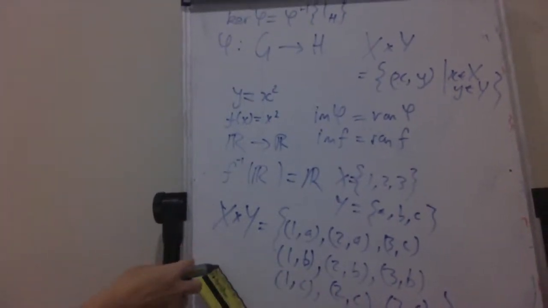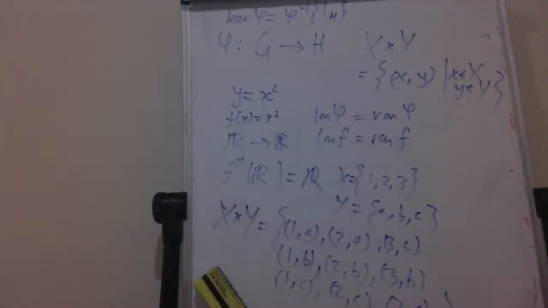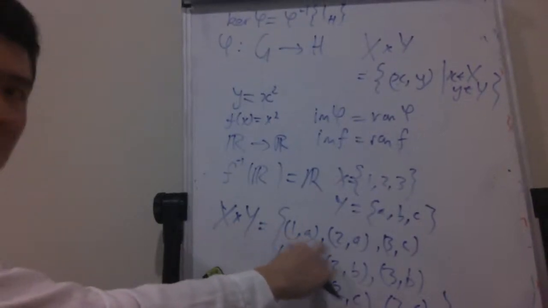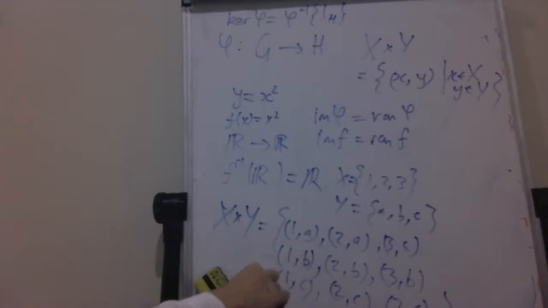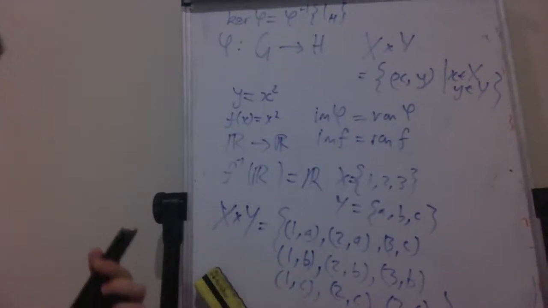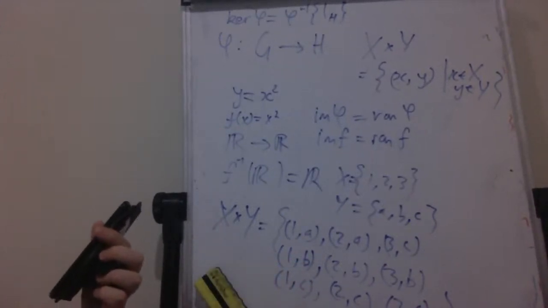Okay, does that make sense? There's 9 things, right? And the order matters. You have to write the first one in the first step first, because the same thing could be picked twice. That's why they're called ordered pairs, okay? So the reason I wanted you to define Cartesian product first is that it might help us define what a group is.